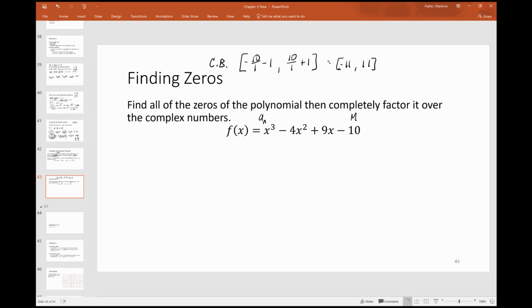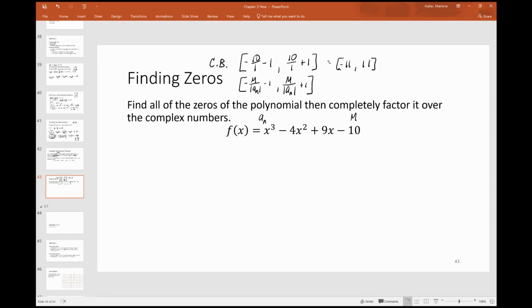That's a very nice starting point. And that can be very helpful in finding the correct viewing window on your graphing calculator as well. I could write Cauchy's bound as negative m over the absolute value of a sub n minus 1, and then positive m over the absolute value of a sub n plus 1. There. That's the formula for Cauchy's bound. So that tells us our interval.